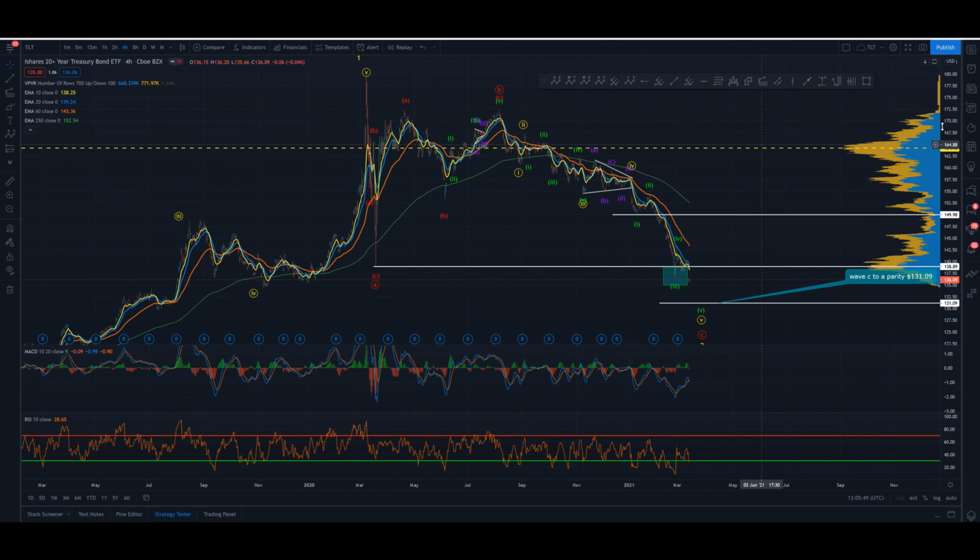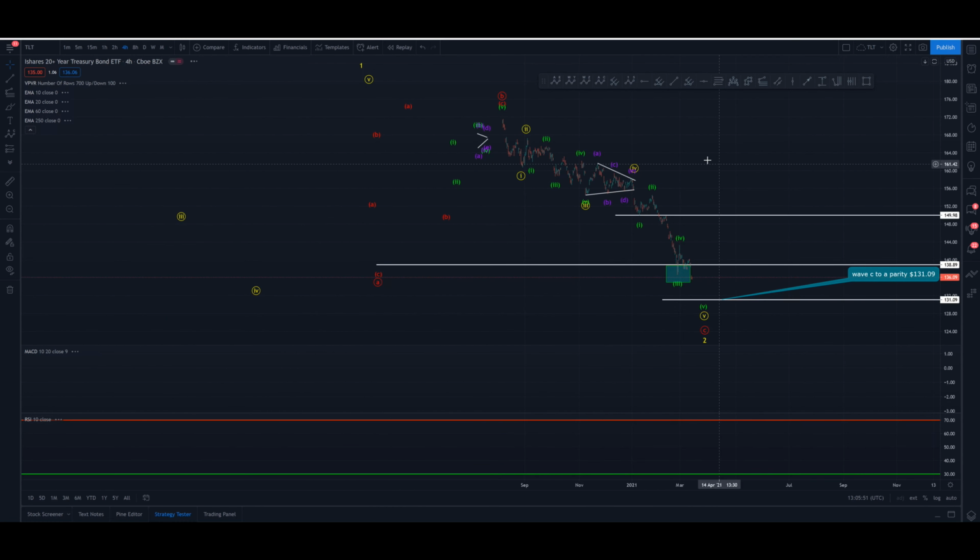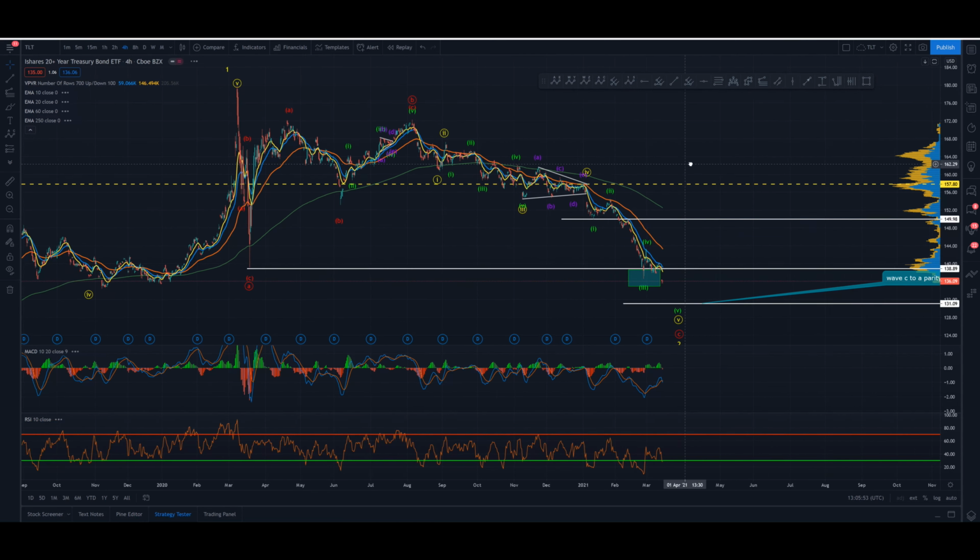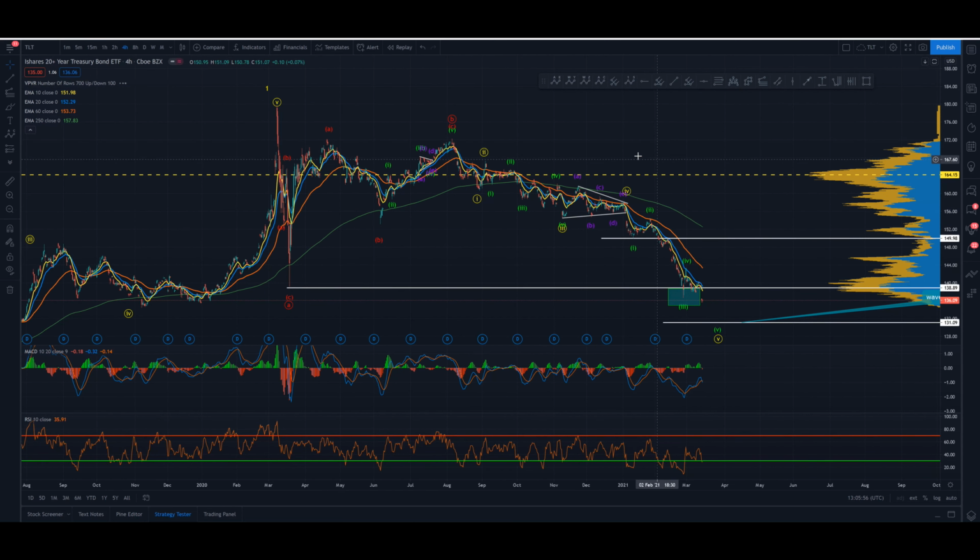So that's all I've got for you guys on TLT. There's nothing really changed at the moment. Bond prices continue to get walloped. Yields continue to rise. That's it.